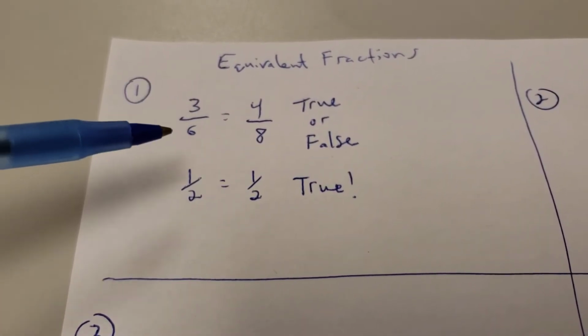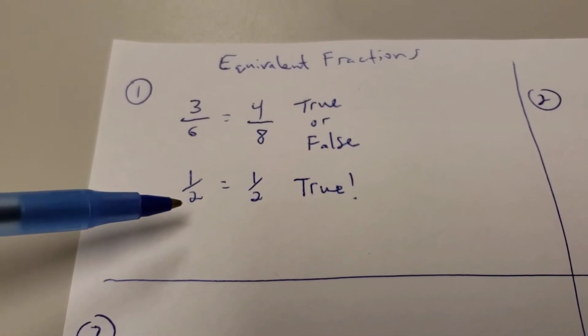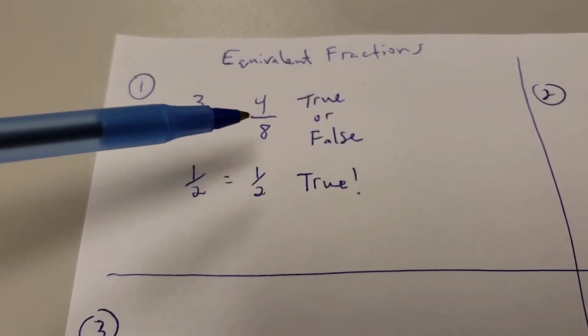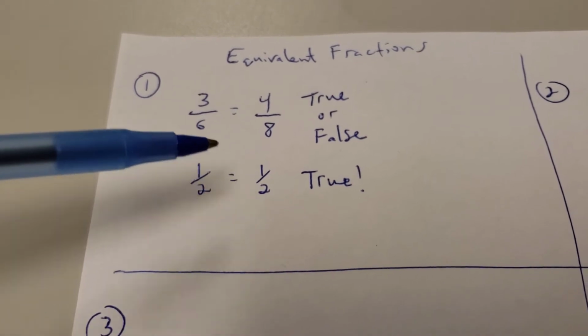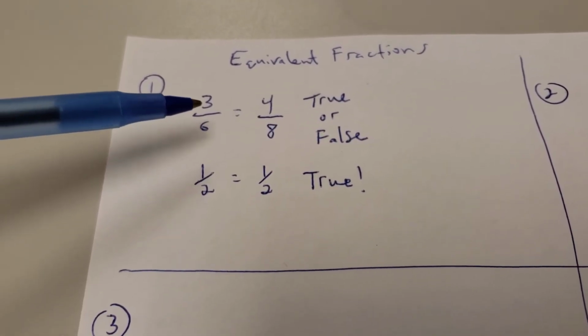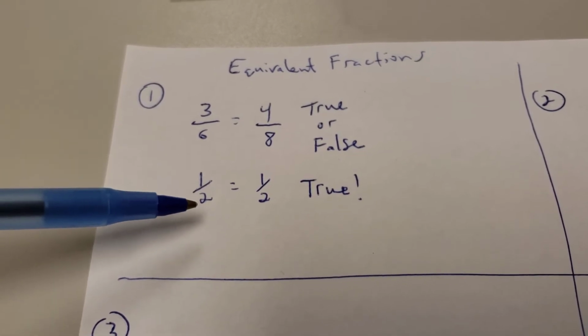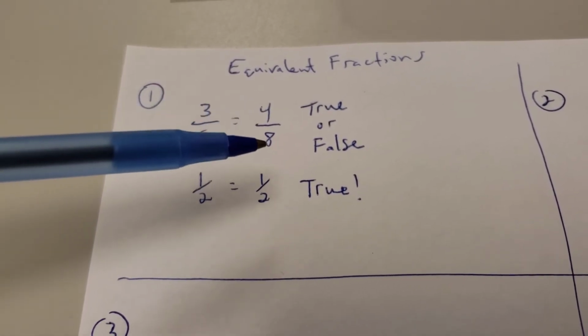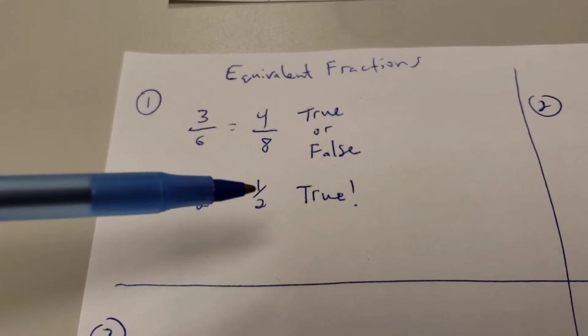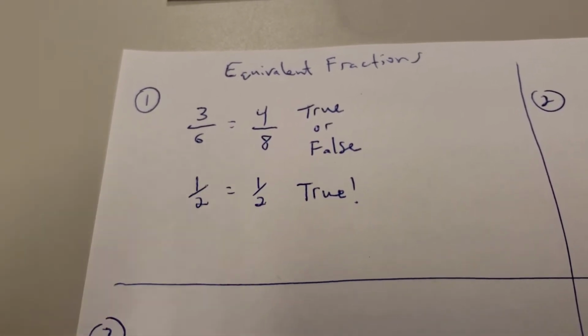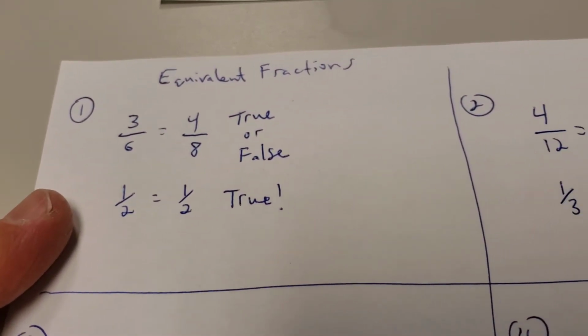This is true because 3/6 in lowest terms is 1/2. 4/8 in lowest terms is also 1/2. If you're not sure how we got 1/2, 3 and 6 are both divisible by 3, so that takes us down to 1/2. And 4 and 8 are both divisible by 4, so that takes us down to 1/2 again. So those are equivalent to each other. Even though they might look different at the start, they are equivalent.